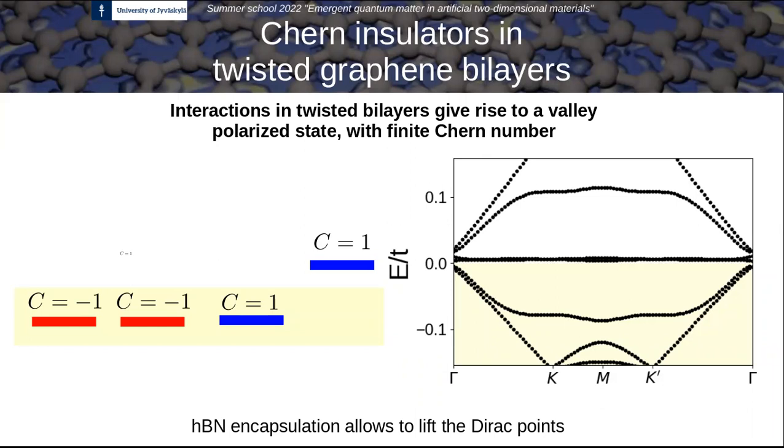And this is something that, of course, happens very close to the magic angle, because you need these ultra flat bands. And it happens also when you have an hBN encapsulation in which one of the hBNs is aligned with your twisted bilayer. And the reason why this is important is because otherwise you wouldn't be able to lift the degeneracy between the Dirac points.